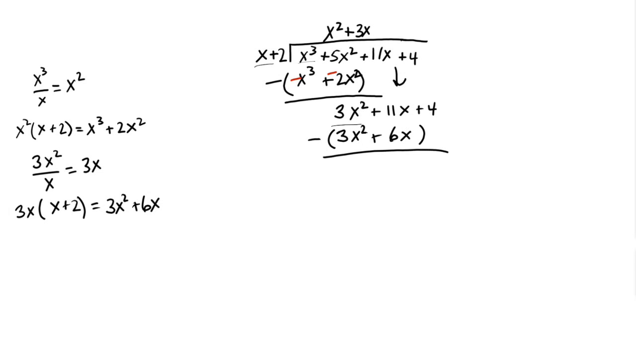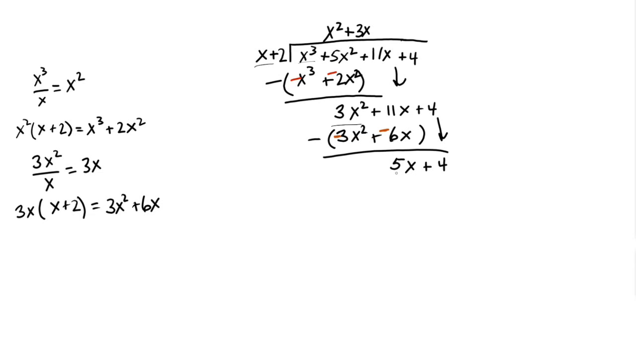And again, just like before, subtracting means these signs change. So I've got negative there and a negative there. So now when I subtract, 3x squared minus 3x squared is 0. 11x minus 6x is 5x. And I still have something I have to bring down here, so that's a plus 4.